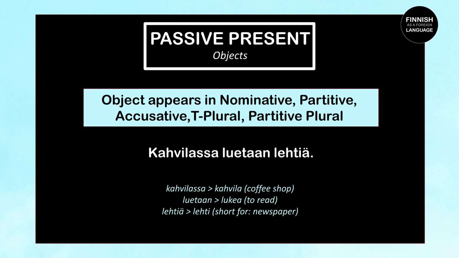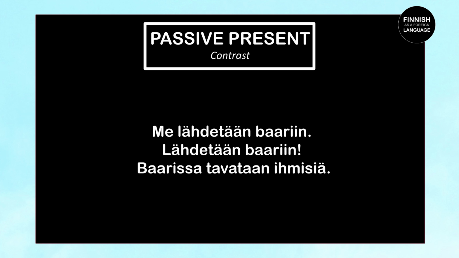Alright, we move on to chapter 9, which is our contrast. Here we see very similar sentences in the passive present, but with very different meanings. So let's go quickly through them. Me lähdetään baariin means we are going to the bar. This sentence is puhekieli because we have me starting the sentence. Next one, lähdetään baariin. This is a suggestion because it starts with a verb in the passive present. This one means let's go to the bar. And then we have baarissa tavataan ihmisiä. This is a no subject sentence and it means in the bar one meets people or people are met in the bar.